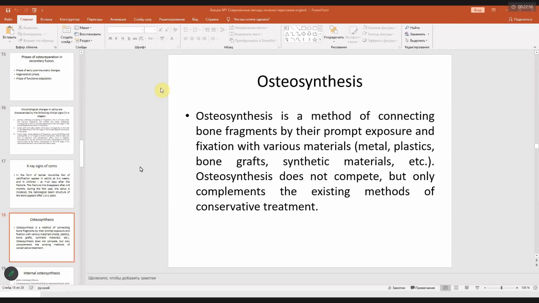Osteosynthesis. Osteosynthesis is a method of correcting bone fragments by their surgical exposure and fixation with various materials: metal, plastics, bone grafts, synthetic materials, etc. Osteosynthesis does not replace but only complements existing methods of conservative treatment.